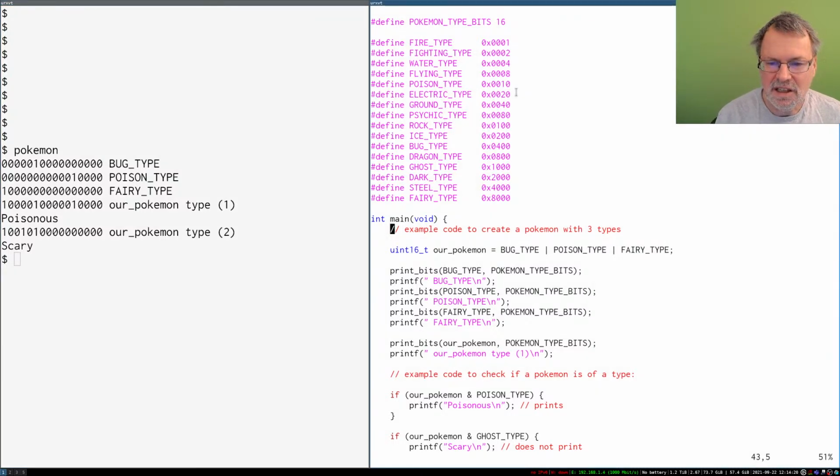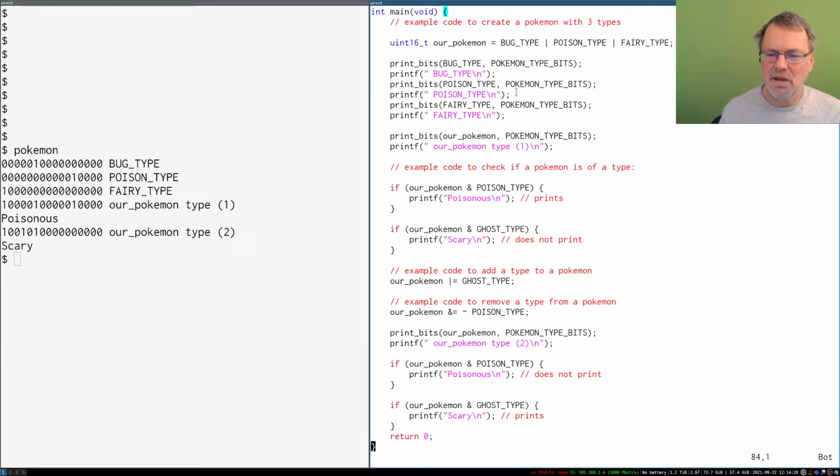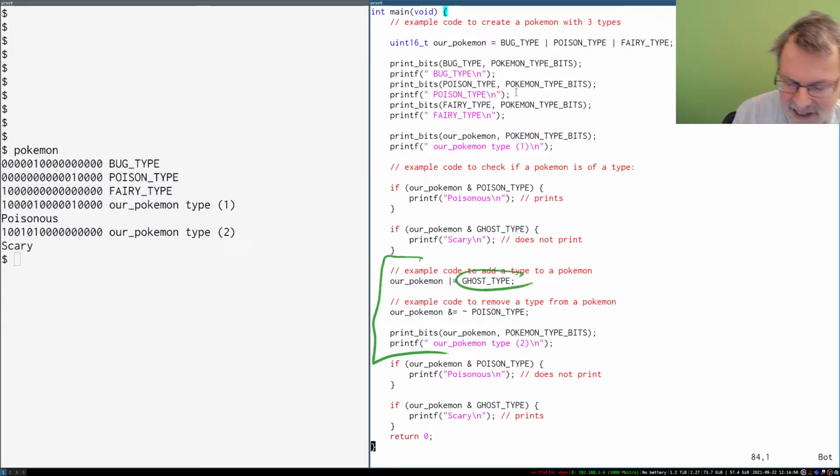What else can I do here? You have to understand this. This is all crucial code. Suppose I want to add a type to a Pokemon. I decided my Pokemon has acquired ghost type. I can do that with an OR. So you remember plus equals, OR equals is just like plus equals. So that's our Pokemon equals our Pokemon OR ghost type. So that adds a bit, if you like, to that.